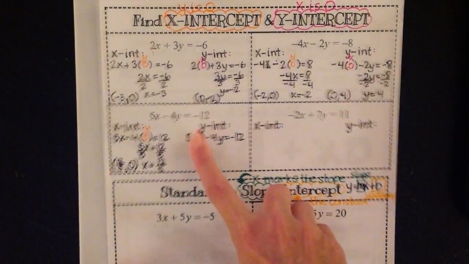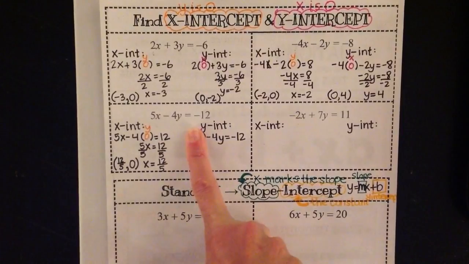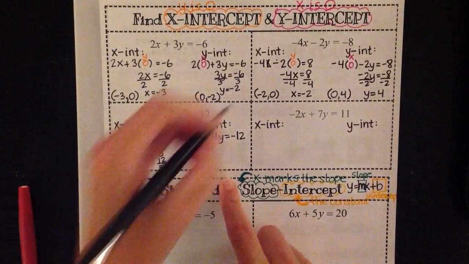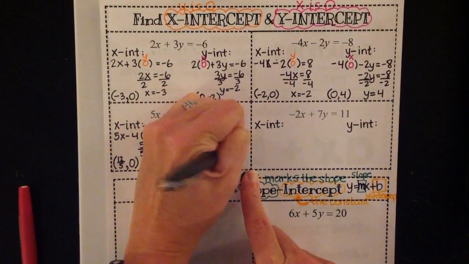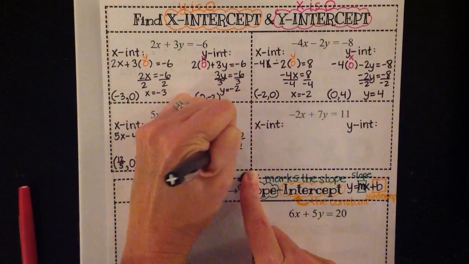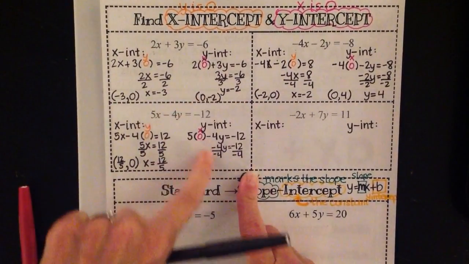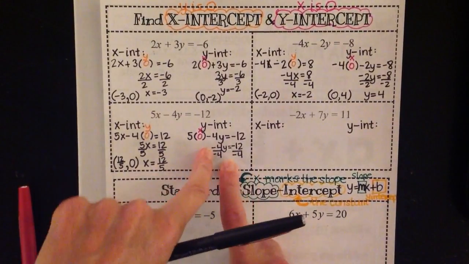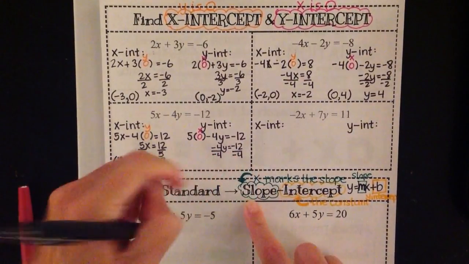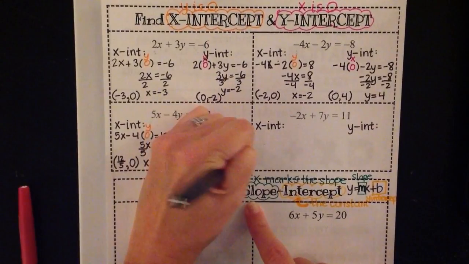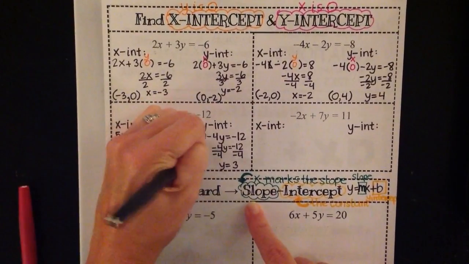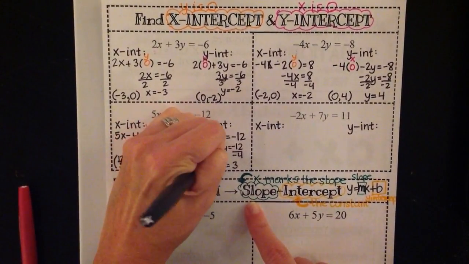All right, well again, any number times 0 is 0, so I am left with negative 4y is equal to a negative 12. And I'm going to divide by a negative 4. Don't leave off that negative sign. If you leave off the negative sign, your intercept is going to be off by a sign. And I get y is equal to 3, which tells me that my ordered pair is 0, 3.